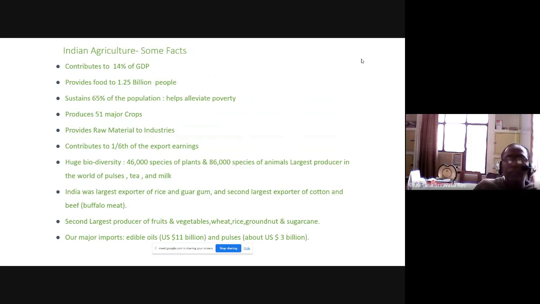Like that, this is the global ranking which is visible at present. In the recent past, the data indicates some facts about Indian agriculture. It contributes to 14% of GDP only, as the recent statistics reveal. It provides food to 1.25 billion people. It sustains 65% of the population, and helps in alleviating poverty. Alleviating poverty not only through agriculture, there are several other aspects also contributing towards alleviating poverty among the population of India. Then it produces 51 major crops, briefly we can say.